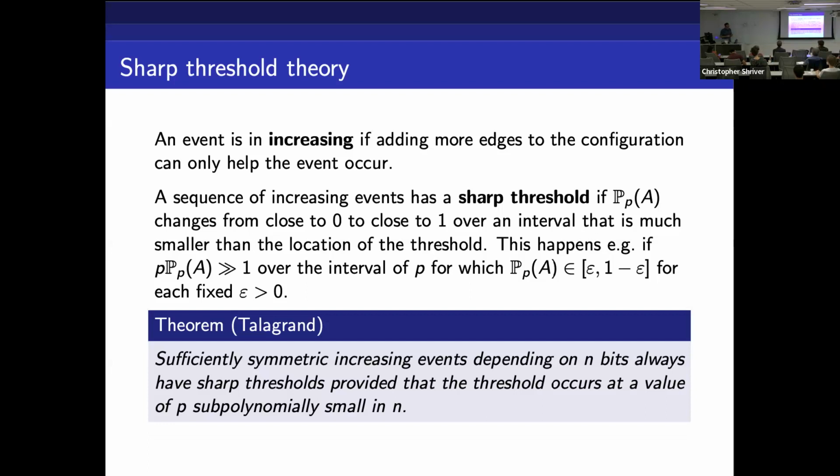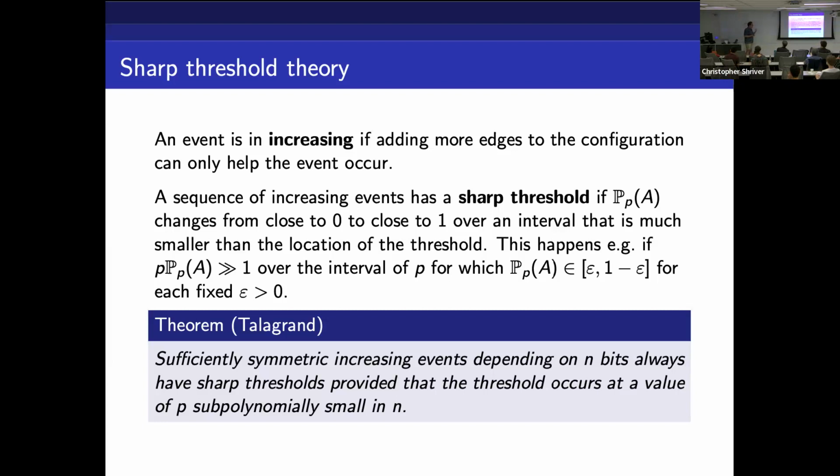So there's a lot of theory of when you have sharp thresholds. In particular, there's a theorem of Talagrand. It tells you a lot more than this, but one consequence of Talagrand's theorem is that if you have an event which is sufficiently symmetric, so let's say, for example, that you have a graph, the bits are on the edges, and it's invariant under any automorphism, and the graph is bounded degree, for example, then any event that's sufficiently symmetric like that will always have a sharp threshold, provided that the threshold occurs at a value of p that is subpolynomially small, so larger than 1 over n to any power.